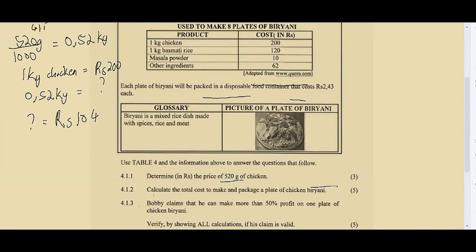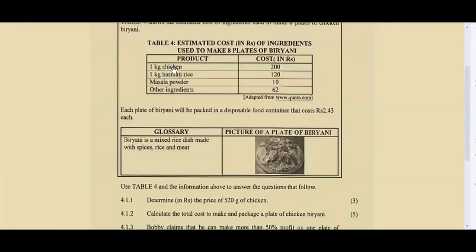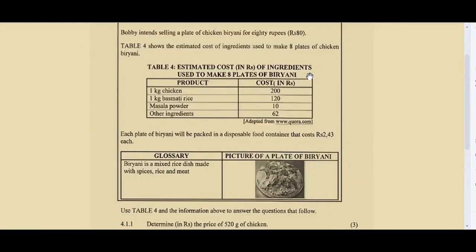So this is 4.1.1. Then 4.1.2 says calculate the total cost to make and package a plate of chicken biryani. Note that in the statement above, we are given that the ingredients and the cost that we see in this table number 4 are to make 8 plates of chicken biryani. But then we are only asked to calculate the cost of making just 1 plate of chicken biryani. So what are we supposed to do?